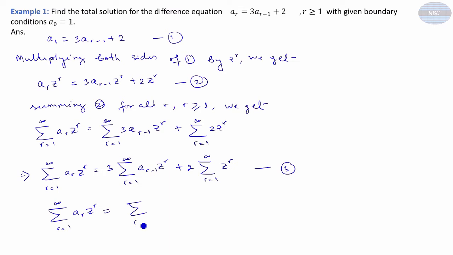summation r equal to 0. Okay, so instead of r is equal to 1 we have taken r is equal to 0 to infinity, a_r z to the power r. As we have added one term extra we have to subtract it, so a0 z^0 is subtracted, so this is equal to A(z). Okay, and this one is a0 because z to the power 0 is 1.